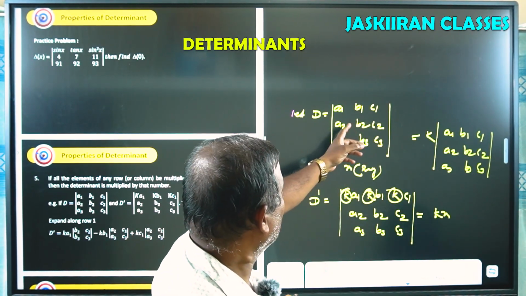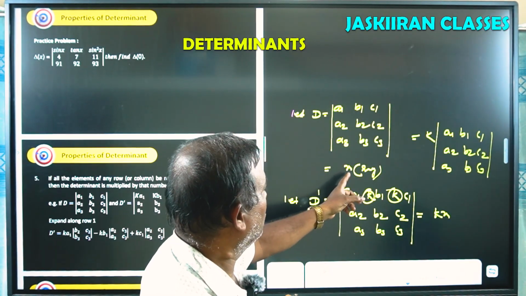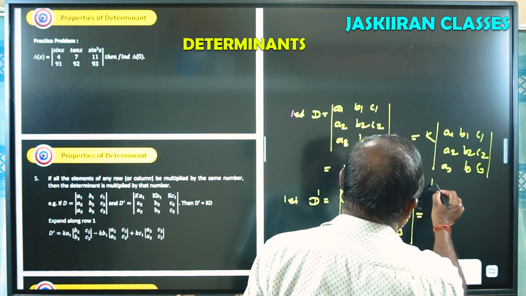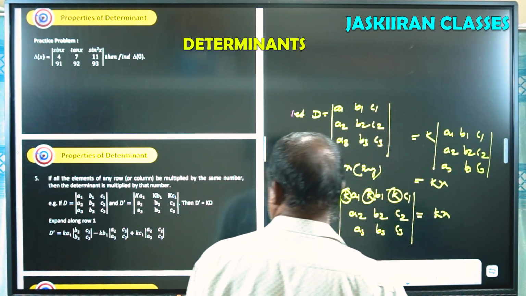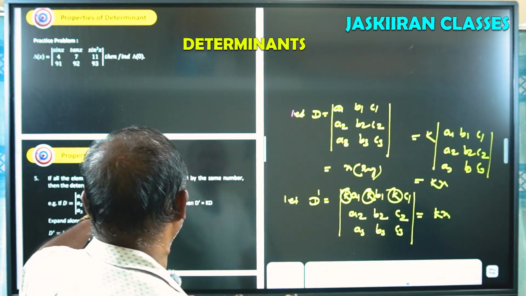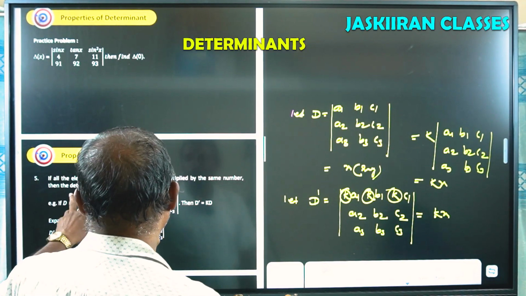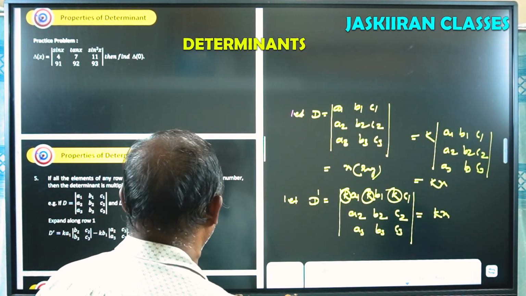Now the original determinant has value x, so put this value in the given determinant: k into x. So if the elements of any one row are all multiplied by the same number, then the determinant is multiplied by that number.